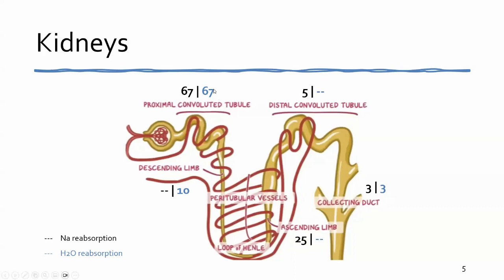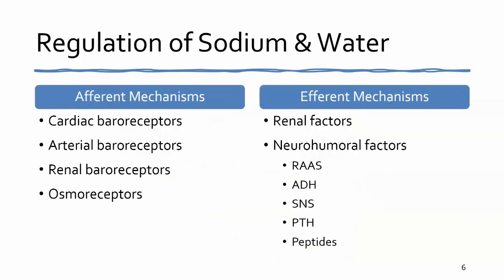These numbers here in black and blue are referring to the amount of sodium and water that are reabsorbed respectively. We can see that the majority of sodium and water are reabsorbed from the proximal convoluted tubule, 67%, immediately after being filtered. Then as we get to the distal convoluted tubule and the collecting duct, the percentages are much lower, and this is just where sodium concentration fine-tuning is taking place.